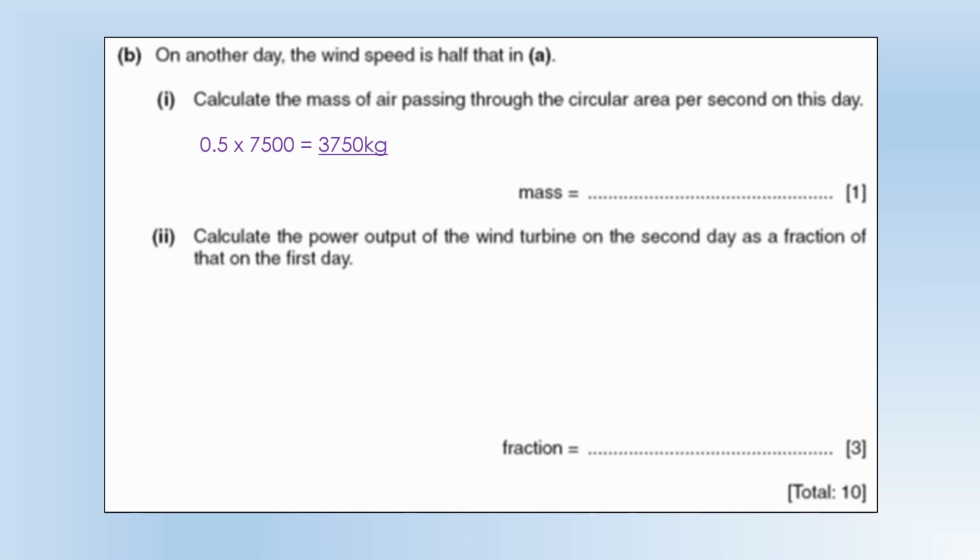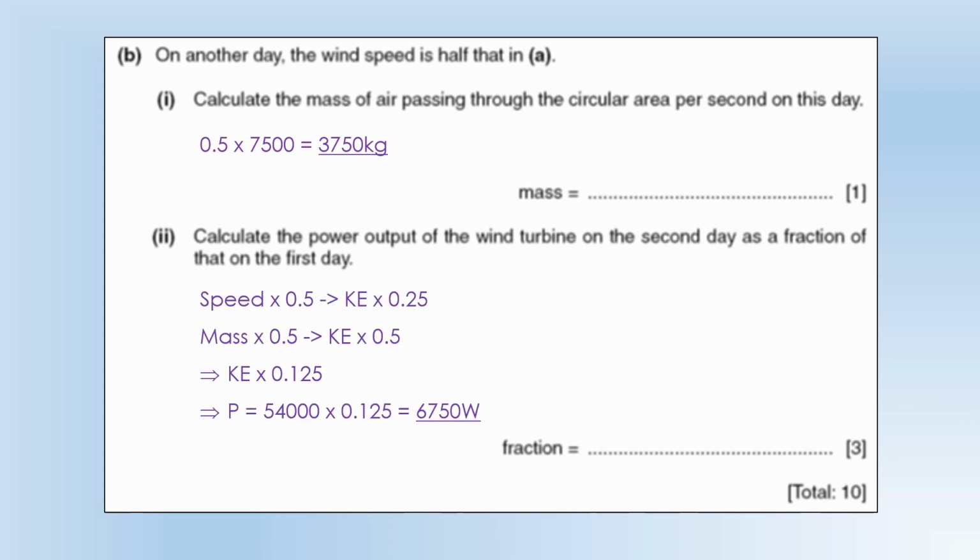Calculate the power output of the wind turbine on the second day as a fraction of that on the first day. So, if you times the speed by a half, kinetic energy is going to be times by a quarter, because remember kinetic energy is proportional to speed squared. So halving speed quarters kinetic energy. But we've also halved the mass, which is going to halve the kinetic energy. So overall, the kinetic energy per second is going to be divided by 8, and therefore the power is going to be divided by 8, which will be 6,750 watts.